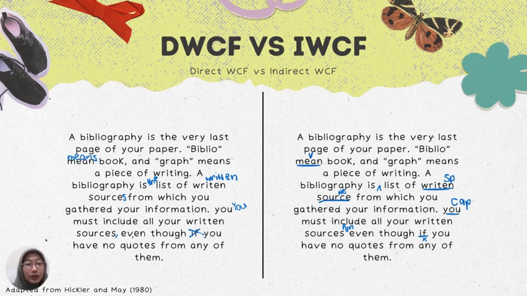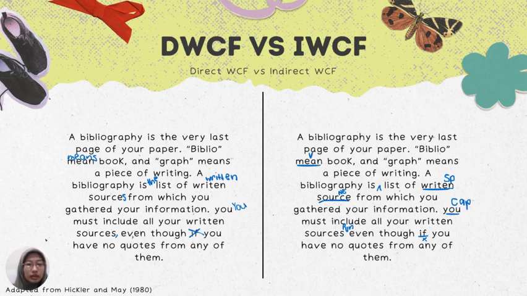Okay, so we have direct written corrective feedback on the left side and indirect written corrective feedback on the right side. Okay, so how do they correct the errors from the written text? Here we will learn about the direct one first. So the corrector would correct the errors by directly providing the correct form.